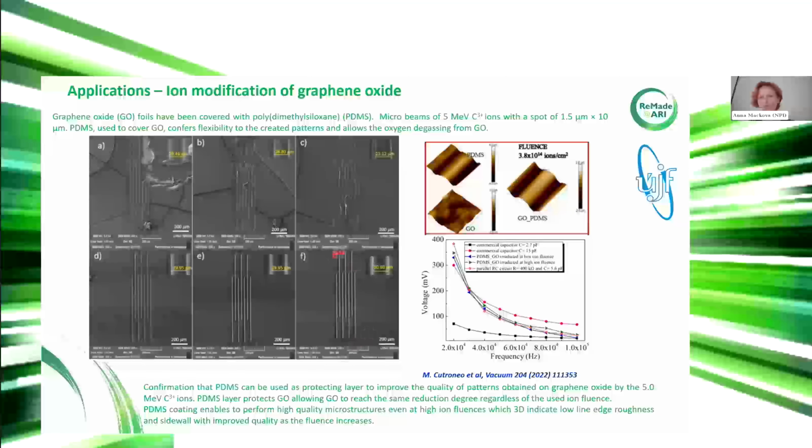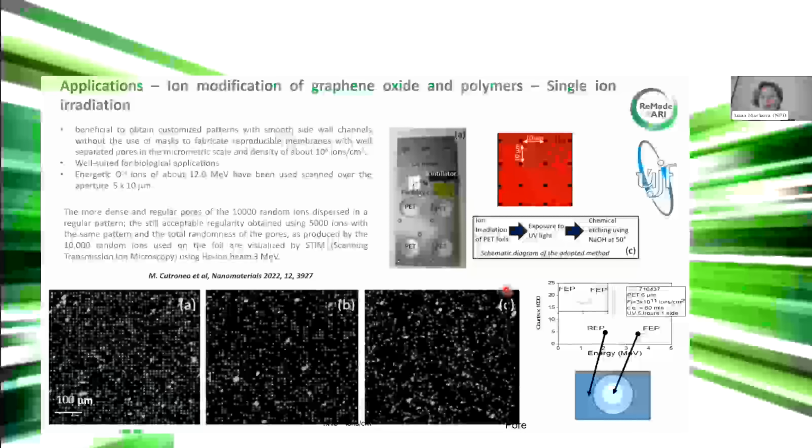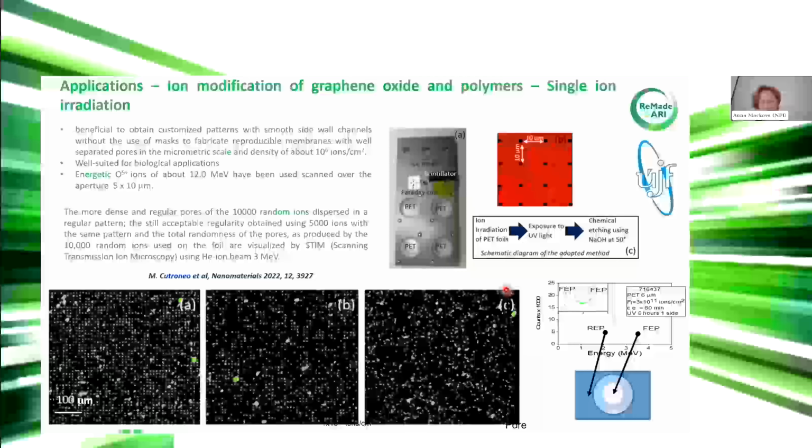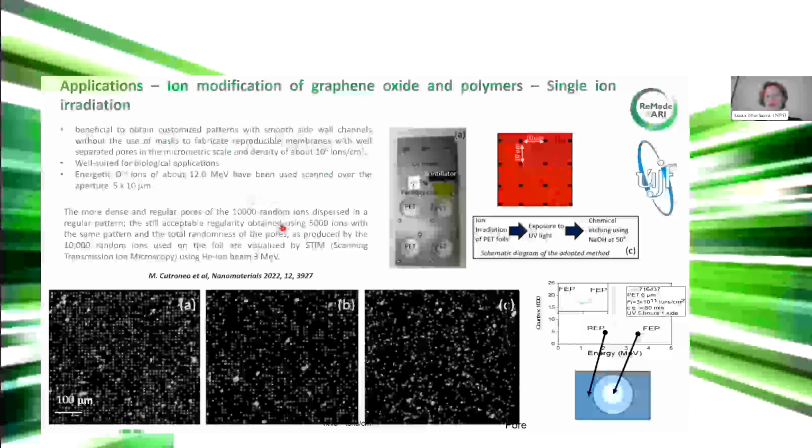In the same way, with focused ion beams, again using carbon 5 MeV, we were able to produce functional devices, microcapacitors. Last but not least, with this focused beam, because there is a possibility to move the beam, we now use oxygen, 12 MeV, produced from the Tandetron accelerator, for micromembrane creation in PET.